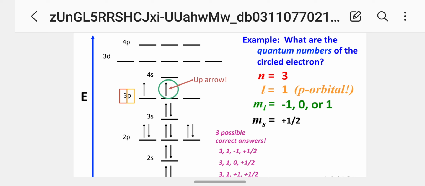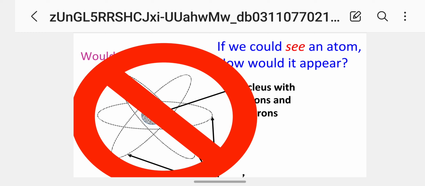The example which we have done on page 12/19 was for a down arrow. Quantum numbers for an up arrow will be likewise: n will be equal to 3, azimuthal quantum number equals 1, m will have 3 values. Also, the spin quantum number will have a positive half value, and there we have 3 possible correct answers. The quantum numbers will be 3 1 minus 1 plus half, 3 1 0 plus half, 3 1 plus 1 plus half.